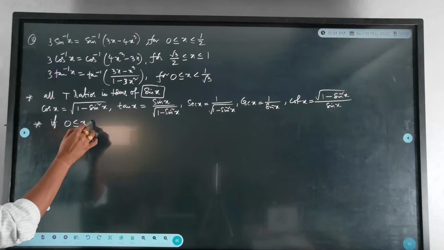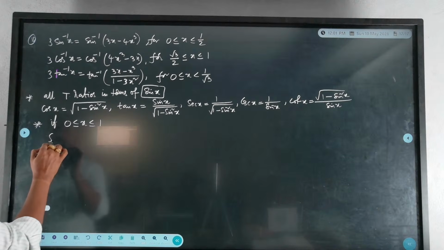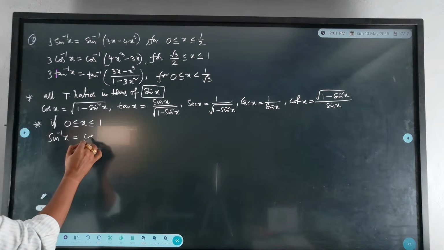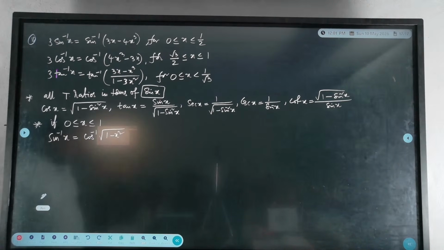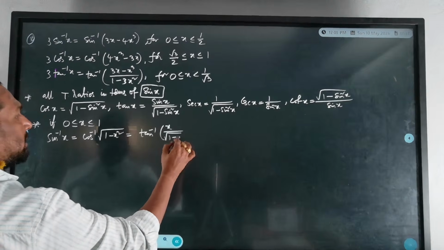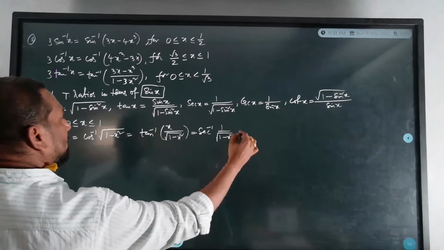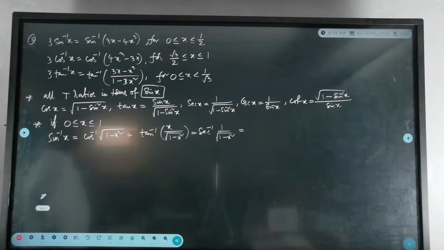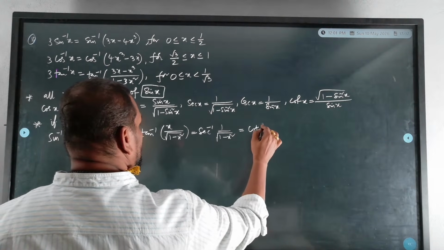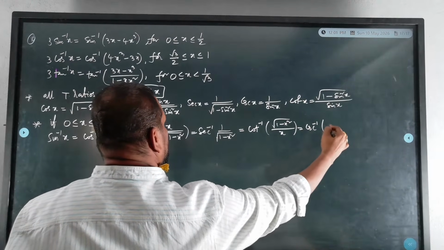If 0 less than or equal to x less than or equal to 1, then sin inverse x is equal to cos inverse root 1 minus x square, that is equal to tan inverse x by root 1 minus x square, that is equal to secant inverse 1 by root 1 minus x square, that is equal to cot inverse root 1 minus x square by x, that is equal to cosecant inverse 1 by x.